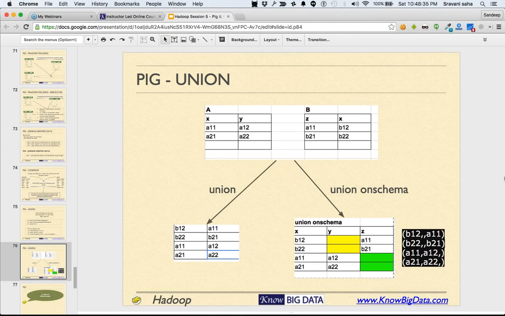This is very useful when you have two data sets and you're trying to concatenate them, and you're not sure about the order in which various columns have appeared. You want to make sure the columns are coupled together.